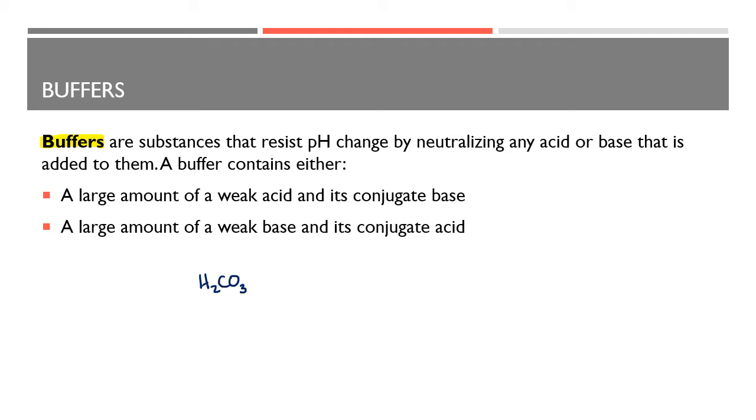The common buffer system in our blood is that of carbonic acid and its conjugate base. So let's write the equilibrium reaction for that acid in water. We have the carbonic acid in water, and that creates H3O plus and HCO3 minus. So H2CO3, the carbonic acid, is the weak acid in this equilibrium reaction, and the HCO3 minus is the conjugate base in this equilibrium reaction.